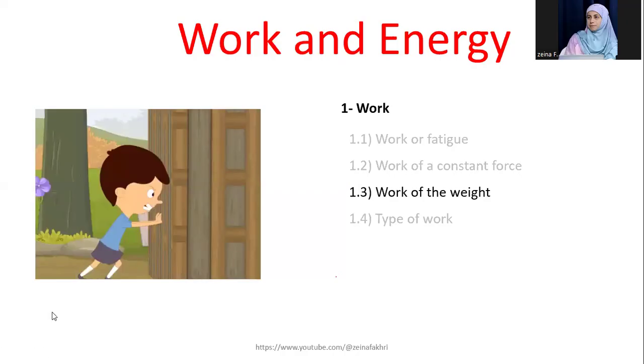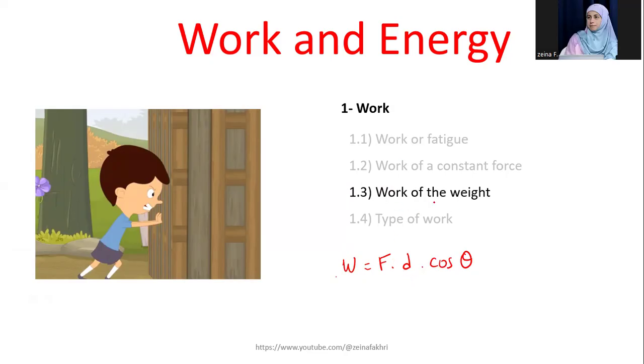We already knew in the part before that in order to calculate the work of a constant force, we can use the formula: work of the force is equal to F, the force, multiplied by the displacement, multiplied by the cosine of the angle between the force and the displacement.